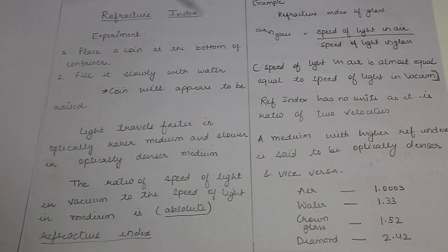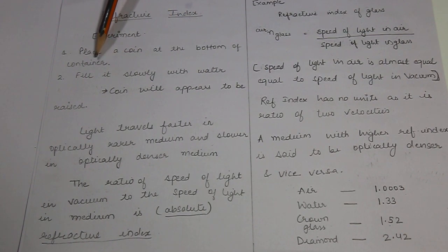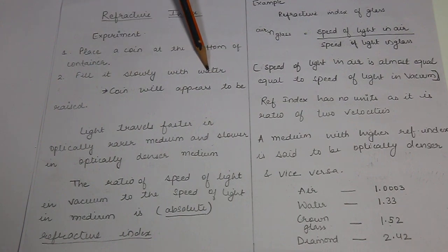In this tutorial, we are going to study about refractive index. In order to understand the refractive index, first let us conduct a small experiment which can be very easily conducted at home with the help of a coin and a tumbler. Take a tumbler or a container. Place a coin at the bottom of that container. Fill the container slowly with water.